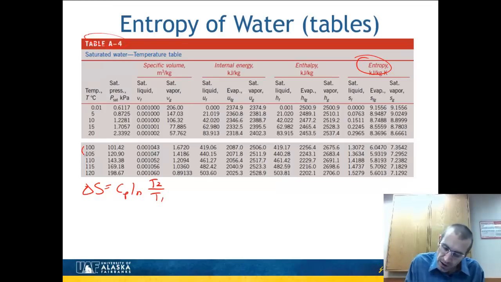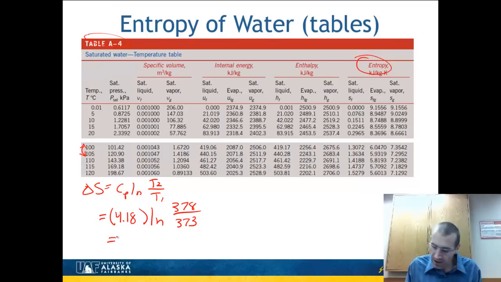So for example, let's just look at water going from 100 to 105 degrees Celsius. So if I was to put that into this equation here, Cp of water in SI units is about 4.18. And this would be the natural log, and again this has to be in absolute, so that would be 378 over 373. And that value there is about 0.0556, and it's going to be kilojoules per kilogram Kelvin. So that's the change in entropy for water going up that 5 degrees.